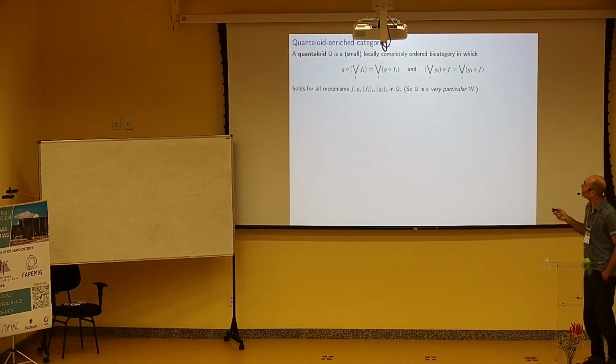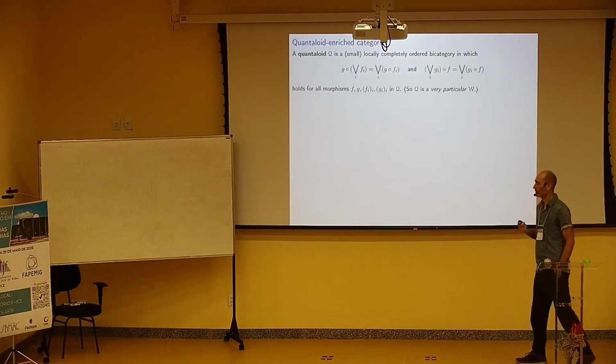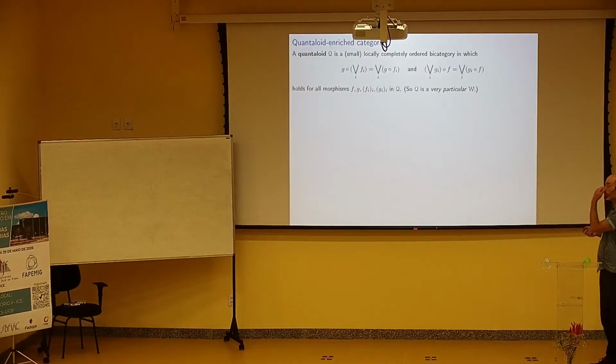So I have a small, locally completely ordered bicategory. So I have objects, I have morphisms. Between two objects, the collection of morphisms is an ordered set, is a completely ordered set, is a sublattice. And the composition in this bicategory is distributive over these local suprema, of these local sublattices. So it's a very particular bicategory, and as we saw, Benabou already remarked that all coherence issues disappear.